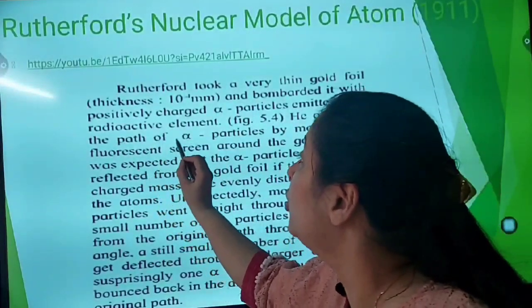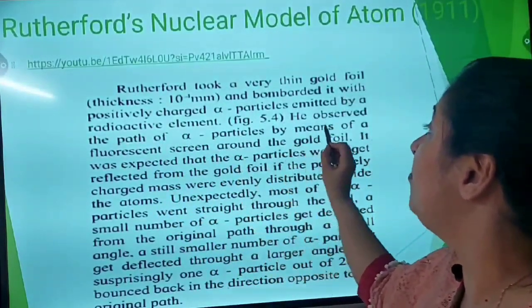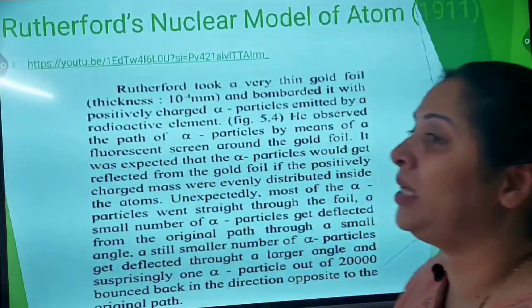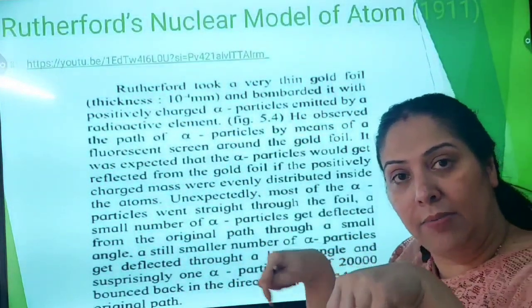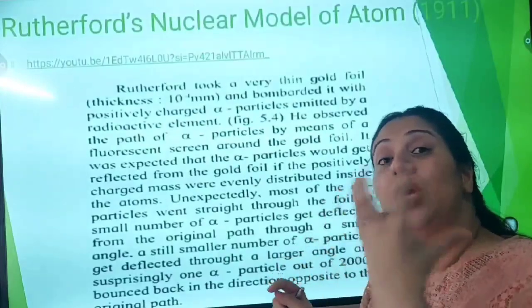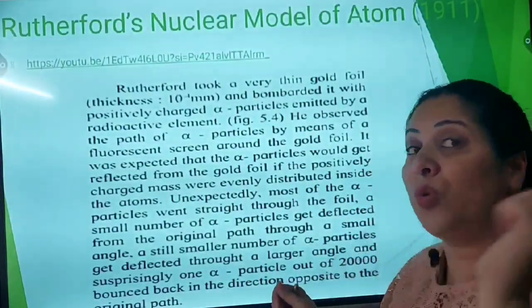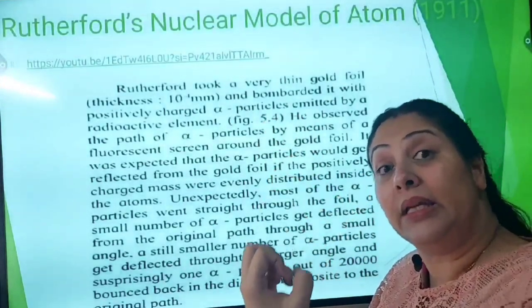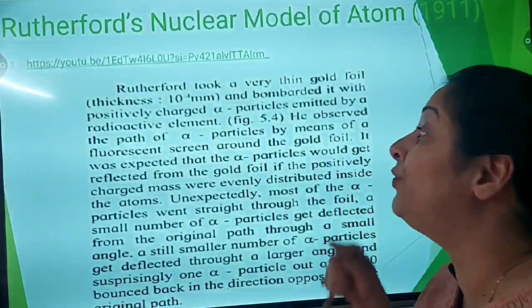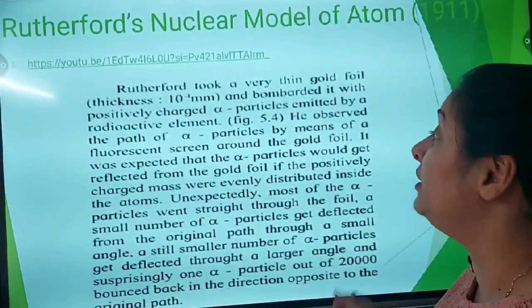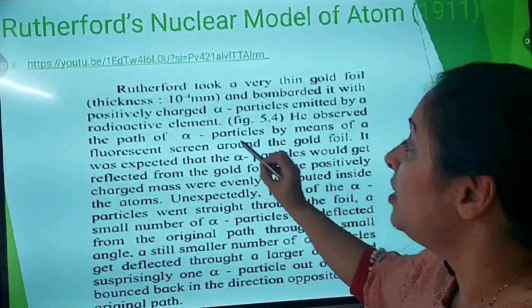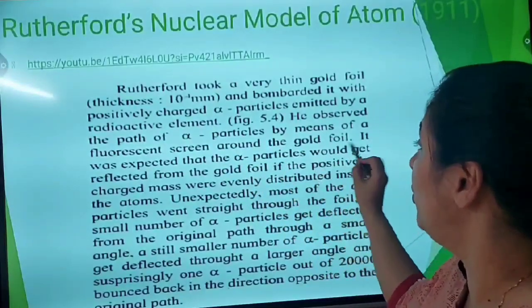He observed the path of alpha particles by means of a fluorescent screen. So you know that circle that they had made? That was of a fluorescent material so that the light, apparently the rays could shine in them and they could find out the path of the radiations. Okay, so fluorescent screen around the gold foil.